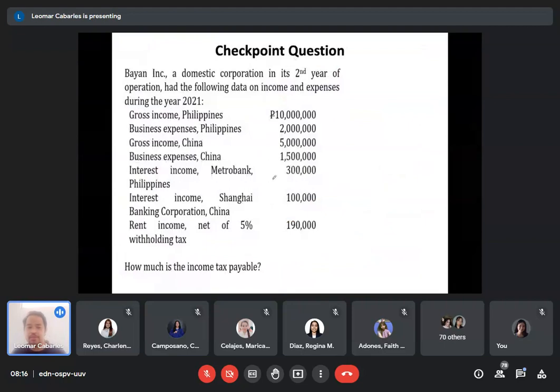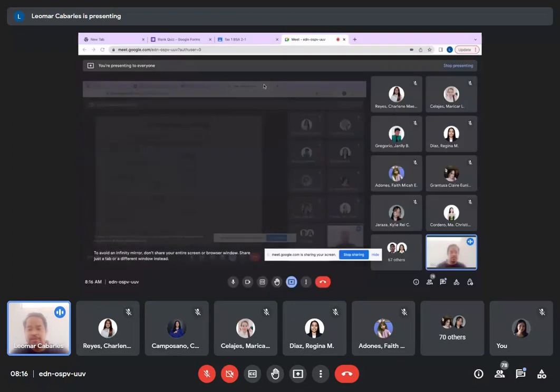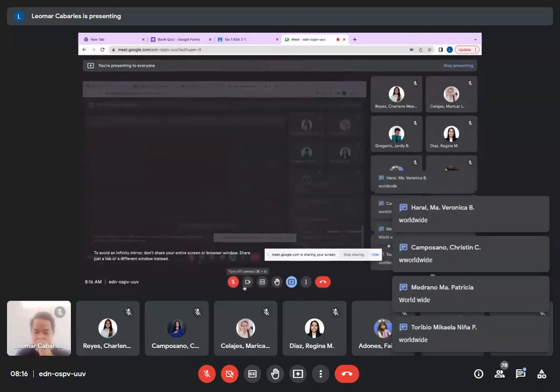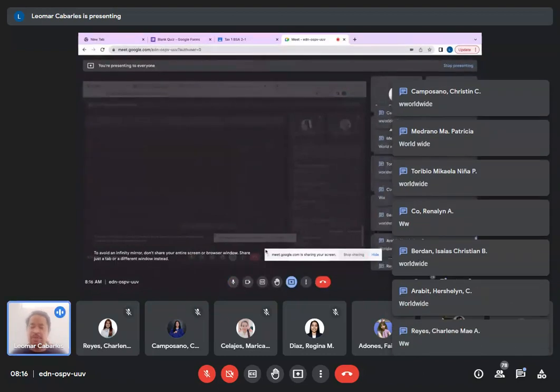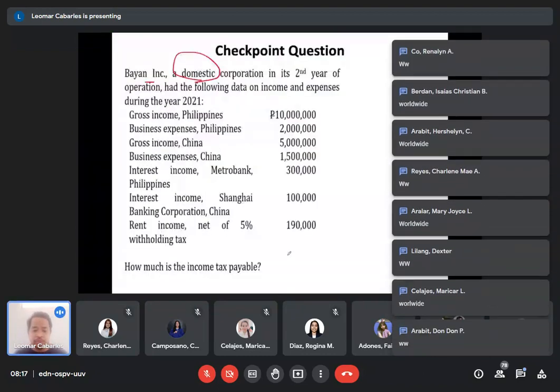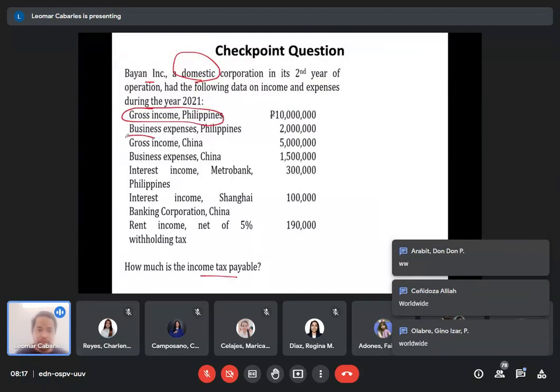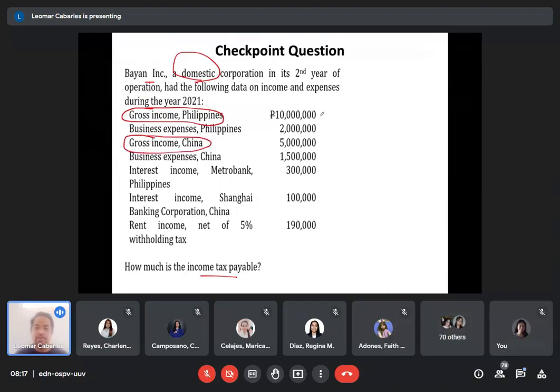So we have a question here, just to apply our knowledge. So the corporation here is a domestic one. So ito yung data ng income and expenses niya. So what's the taxation for the domestic corporation? Is it worldwide income or Philippine source only? So the taxation is worldwide. So we should include, to compute for income tax payable, not only the gross income from the Philippines, but also the gross income from China. Okay, so that's 10 million and 5 million.